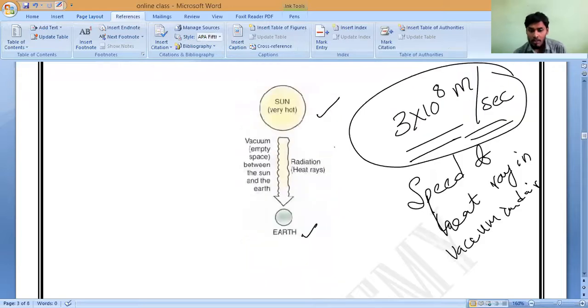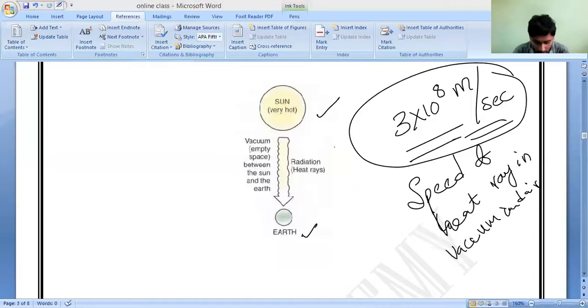So that is why, with or without a medium, it will reach our body. Understand, the sun's heat reaches the earth by the process of radiation. These heat rays are invisible to us. The invisible heat rays which transfer heat by radiation are called infrared rays.